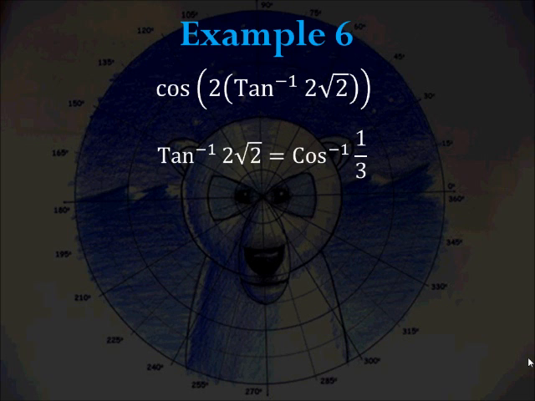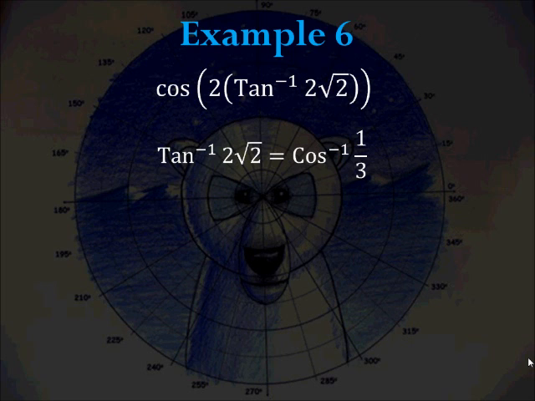If you do that, remember that the cosine is x over r, so in this case, the inverse tangent of 2 root 2 is equal to the inverse cosine of 1 over 3. That's the x over r. So the angles are the same, just different trigonometric inverse expressions of that angle.